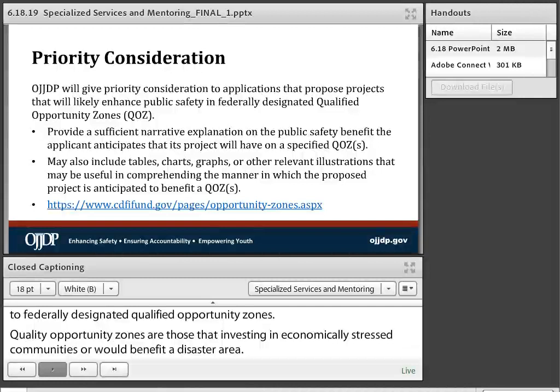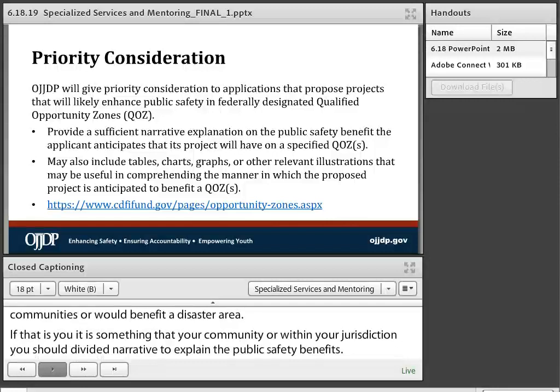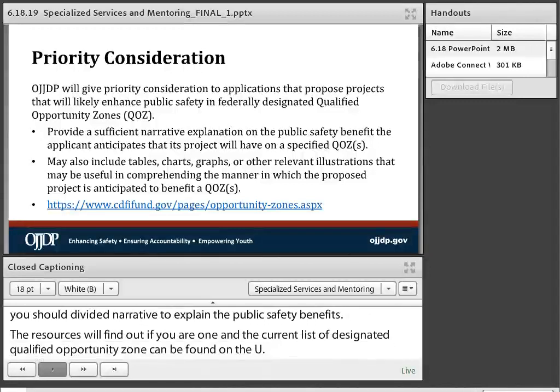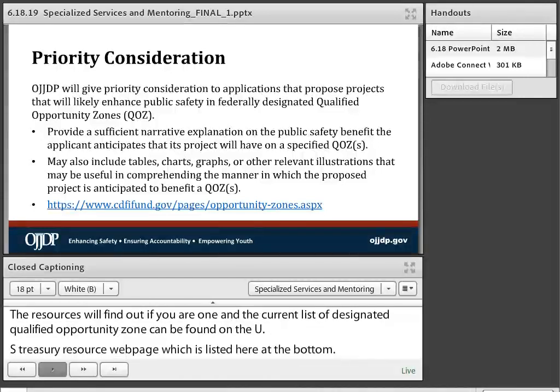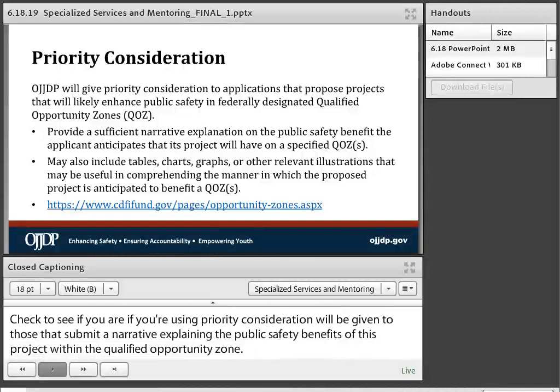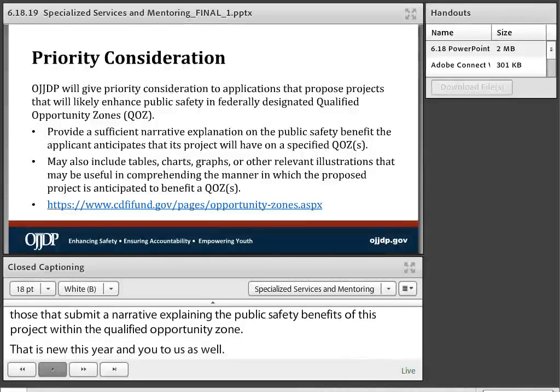So for resources on qualified opportunity zones, and if you want to find out if you are one, the current list of designated qualified opportunity zones can be found on the U.S. Department of the Treasury's resource webpage, which is listed here at the bottom. So click on that, check to see if you are, and if you're going to be using a priority consideration, it will be given to those that submit a narrative explaining the public safety benefit of this project within the qualified opportunity zone. And that's new this year. It's new to us as well. So if there's any more information, go to the U.S. Department of Treasury resource webpage.